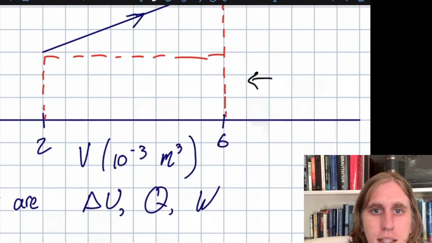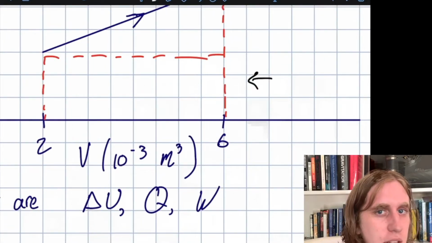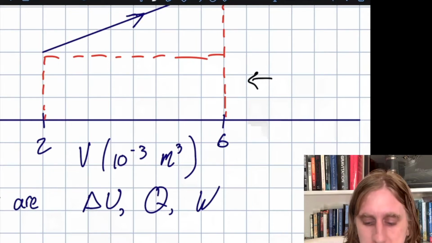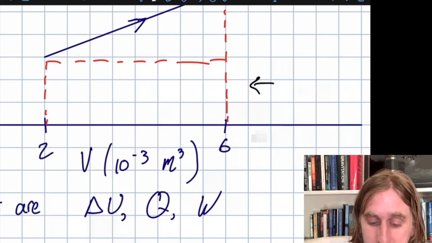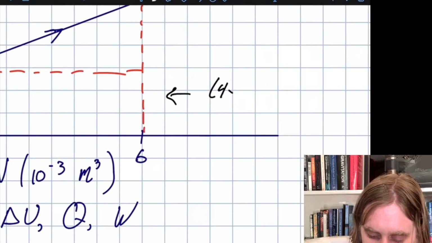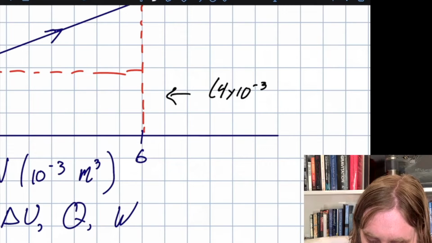The width of this rectangle is 4 times 10 to the negative 3 meters cubed. We have to be careful about our units here. It tells us that the volumes are in units of 10 to the negative 3 meters cubed. And the gas is expanding from 2 to 6. So our width is 4 times 10 to the negative 3 meters cubed.